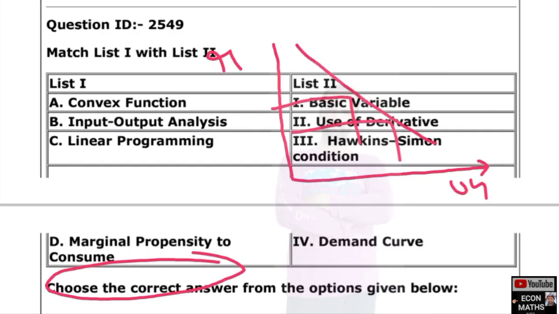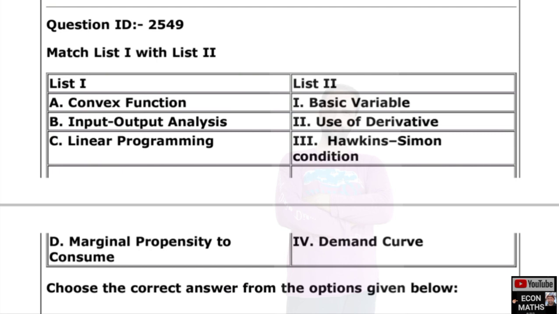Next question is match the following tables. So convex function: to check whether a function is convex or concave, we use derivatives. Input output analysis: in this case we use Hawkins-Simon condition to check the viability of the model. In linear programming we have the basic variables, and marginal propensity to consume will be matched to the demand curve here.